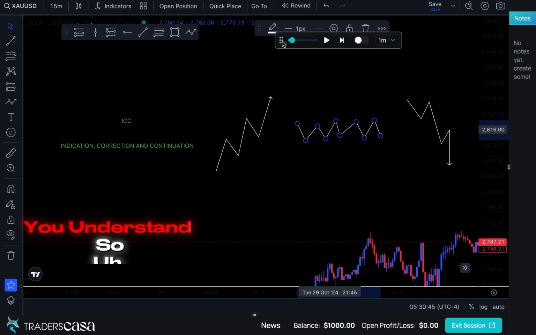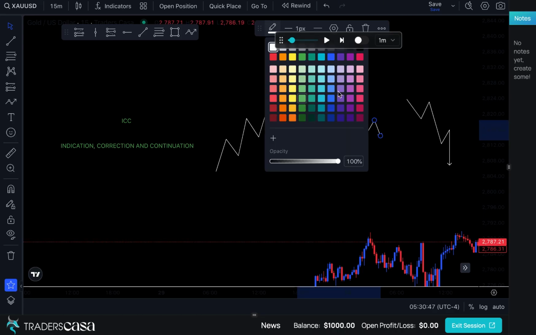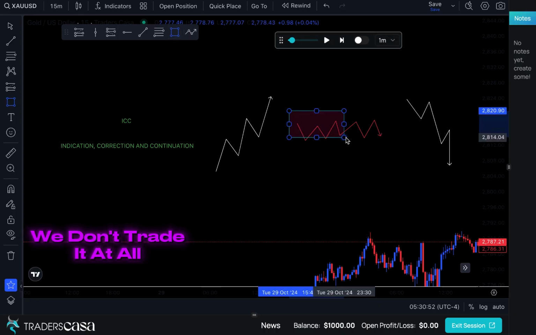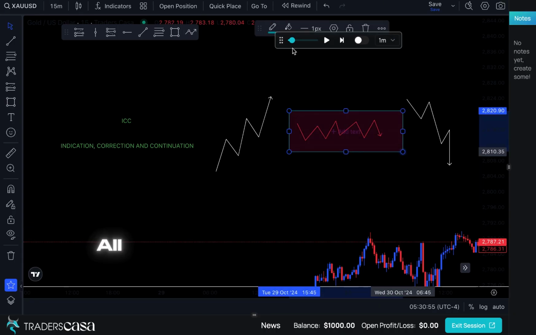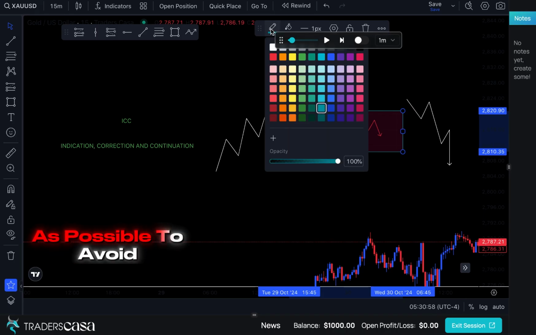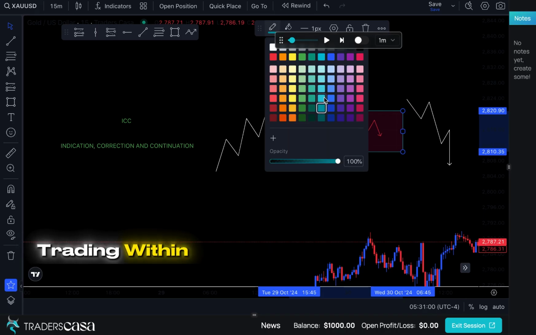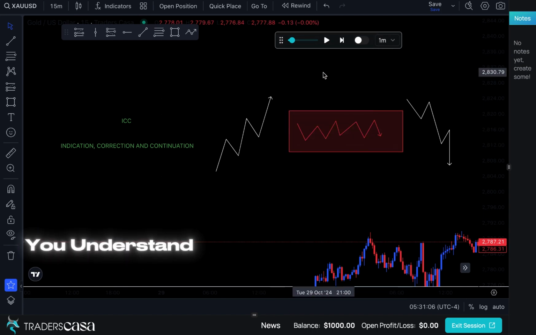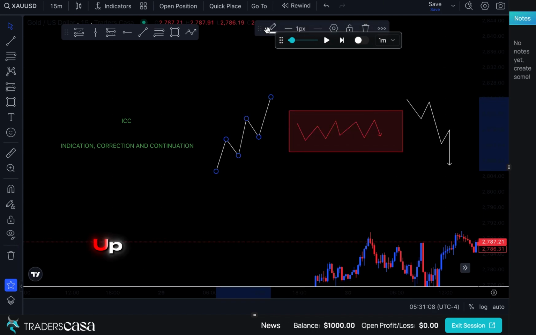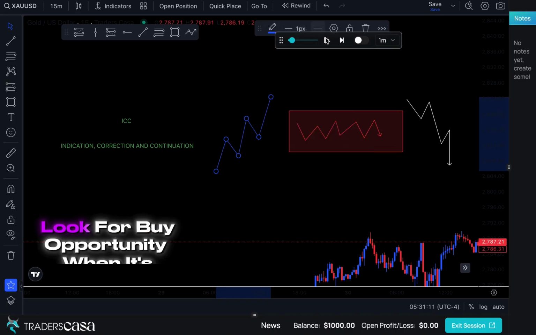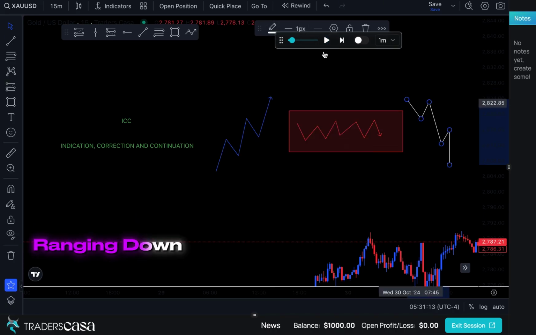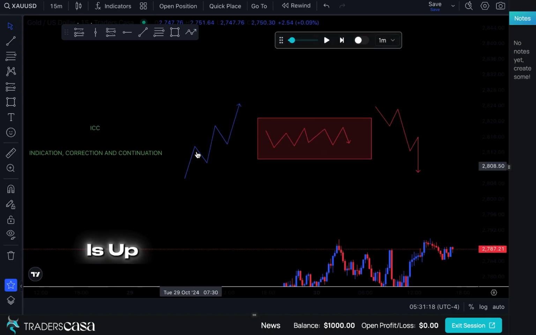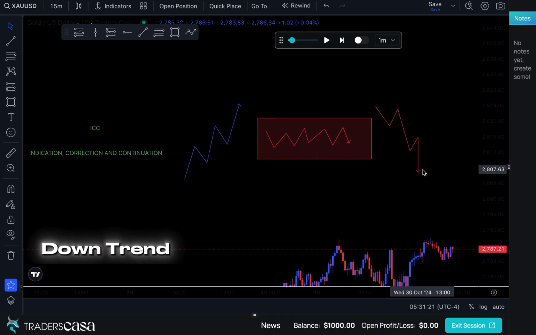You understand? So this period of consolidation, we don't trade it at all. You have to try as much as possible to avoid trading within this period. It's not going to make sense for you to trade within this period. You understand? So when the market is ranging up, we are expected to be buying, looking for buy opportunities. When it's ranging down, we're expected to look for selling opportunities. So this is uptrend and this is downtrend.